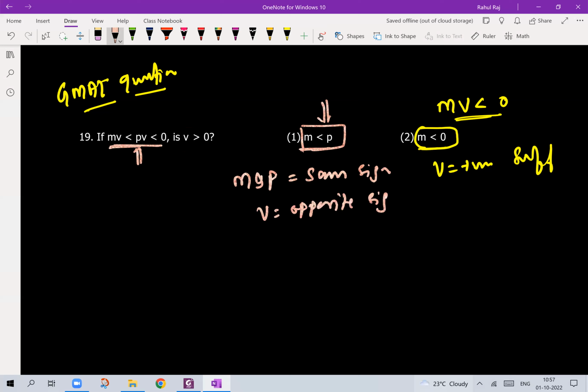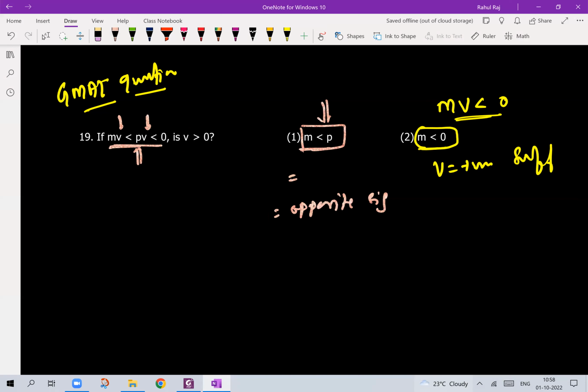Because if I say V positive, V will be positive here also, here also. Now, if V has to be positive and PV has to be less than 0, MV has to be less than 0, then it should be M and P only that are negative. And if I say V negative, V will be negative at this place also and this place also. M and P have to be positive for MV less than 0 and PV less than 0, right? So just by looking into the information in statement number 1, can I tell one thing for sure, that M and P are of the same sign and V is of opposite sign?